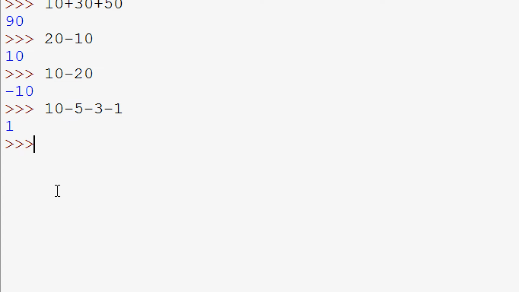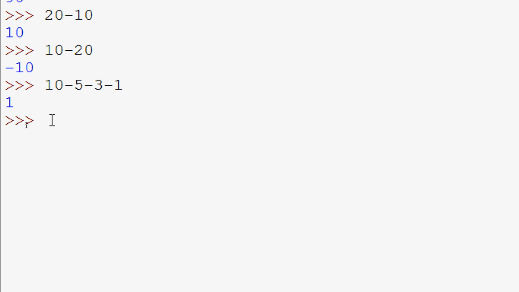Now we will go to multiplication. Multiplication means multiply values on both sides of the star operator. We will see some examples. We will multiply 10 into 20, and here is the result. Or even with multiple operands, 10 into 20 into 10, it's 2000.